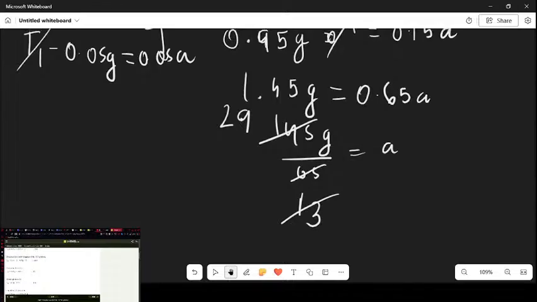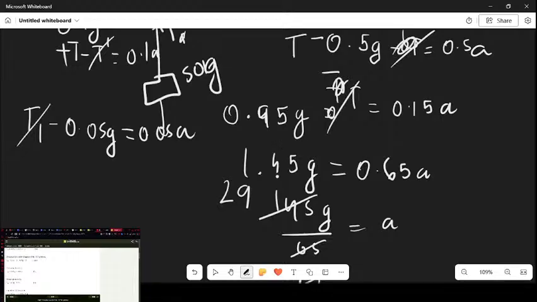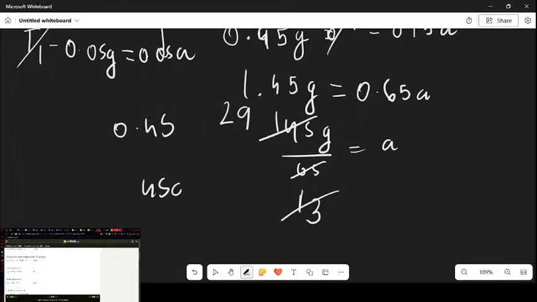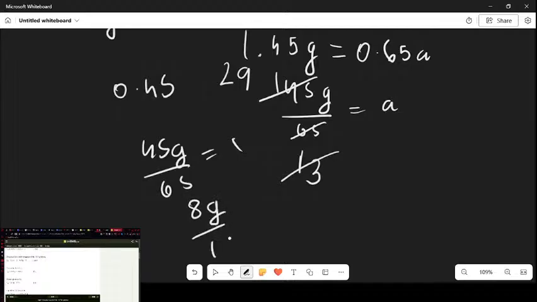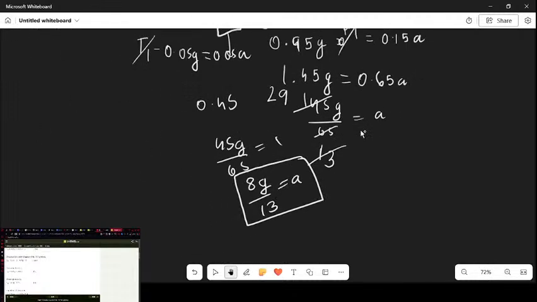I mean, it might be addition though. I guess we're supposed to subtract it. This is minus and this is minus T. Yeah, now it's perfect. Okay. 0.045. So 45g by 65 acceleration, and it's 8g by 13 acceleration. Okay. So yeah, we forgot to include it.